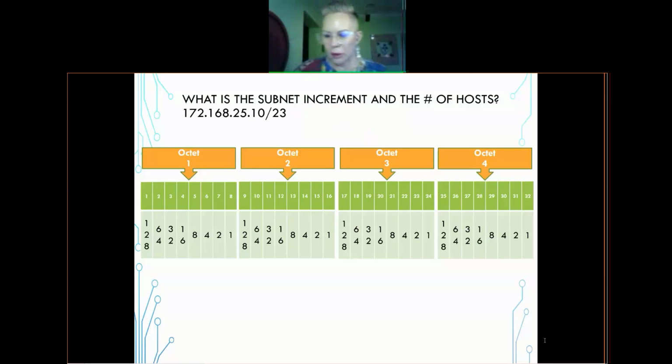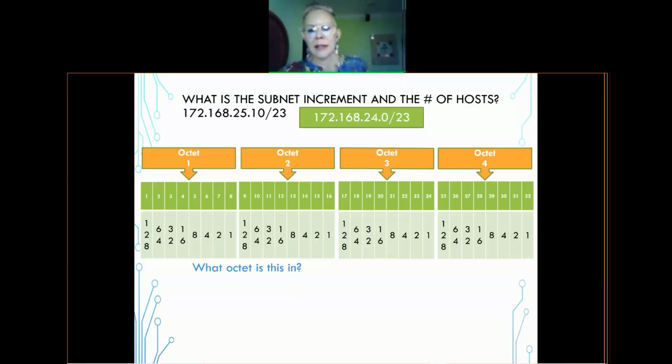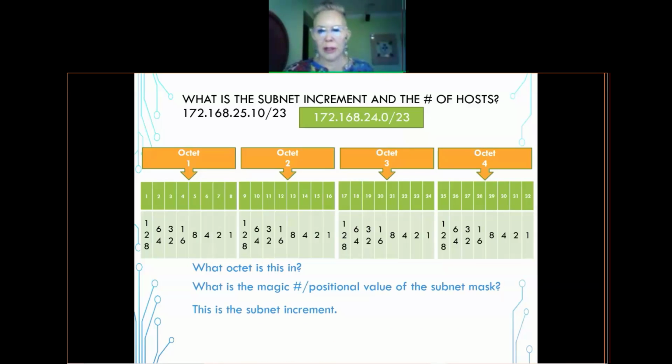So our network is a 172.168.24.0/23. Okay, what octet am I in? I am in my third octet, right? I'm in my third octet. What is my increment? My increment is going to be 2.